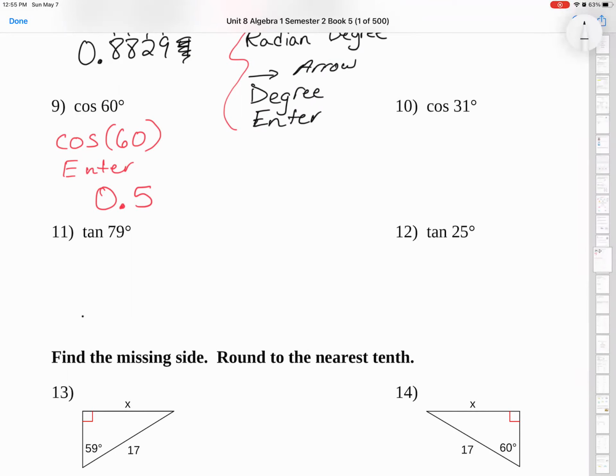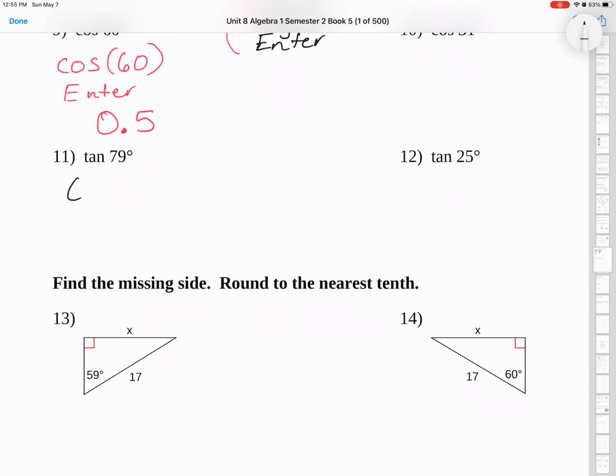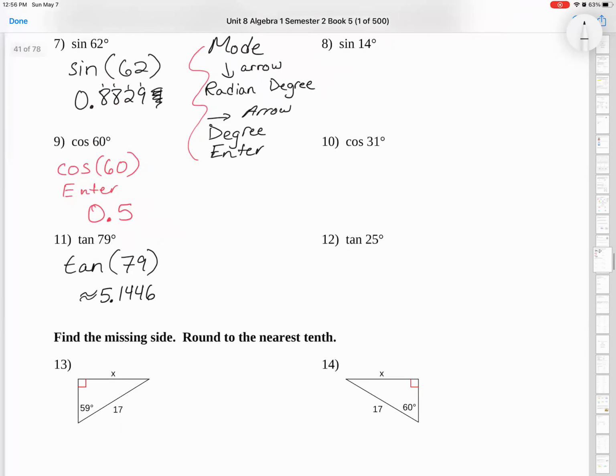Next up, again, really, guys, we're just getting exposure to how to enter this in the calculator. So go ahead, hit the tangent key, 79, close the parentheses. And then when we do that, we end up with about 5.1446 as your value. Go ahead, feel free to pause the video if you have any questions on 7 through 11.